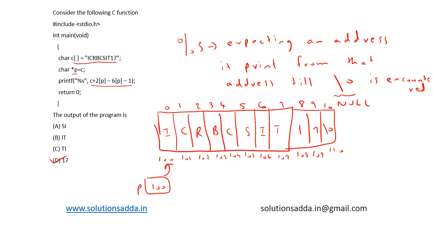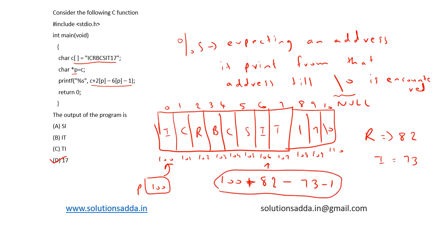C means it is pointing to this 100 plus P of 2. P of 2 means it is pointing to R. The ASCII value of R is 82. So plus 82 minus P of 6. P of 6 means it is pointing to I. The ASCII value of I is 73, minus 73 minus 1. This is what the starting address would be looking like. The result of this would be 108. So it will be pointing here.